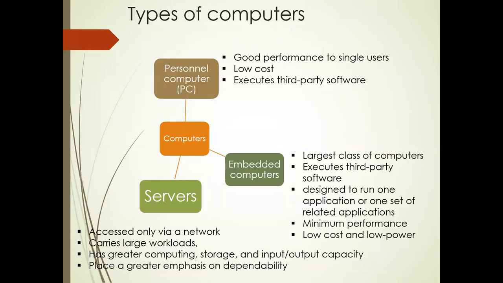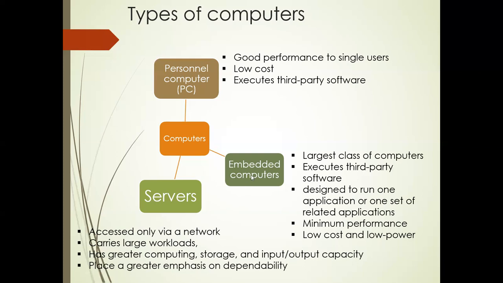Now, when it comes to the types of computers, there are 3 categories. The first one, which we all know, is what we call the personal computer, the PC. The PC should have good performance for a single user. It should be affordable, which means that the cost should be in the range that an average person can buy it. And it should also support third-party software. The user would like to install third-party software for their own purpose.